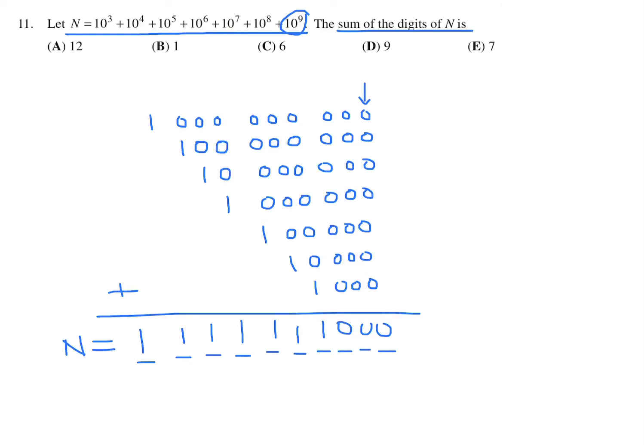Right? So we got 1, 2, 3, 4, 5, 6, 7 ones. 7 times 1, and the zeros don't add anything to the sum. So 7. There you go. Number 11, the answer is E.